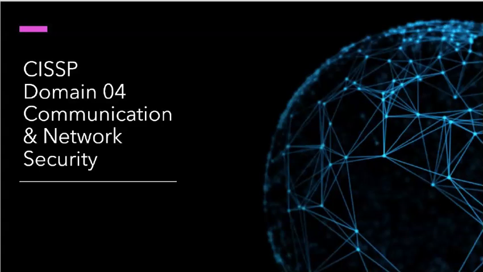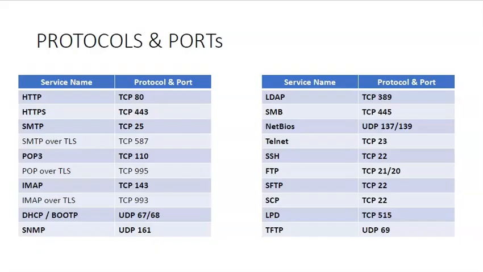So systems identify any communication via the socket number, and a socket number is a combination of three parameters: IP address, protocol and port. So in terms of the CISSP exam, we must know some of the protocols and port numbers. So let's have a look at these.